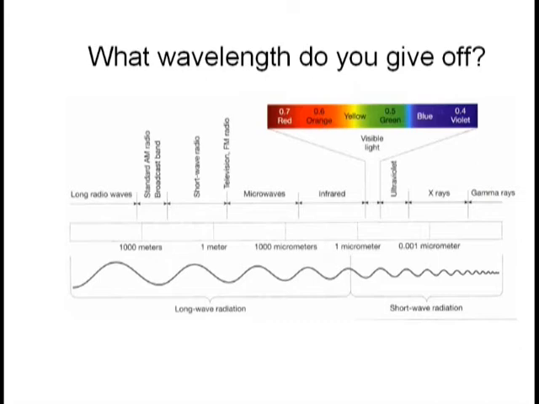So what wavelength is that? Things in the micrometer range are infrared. We give off infrared, which we perceive as heat.